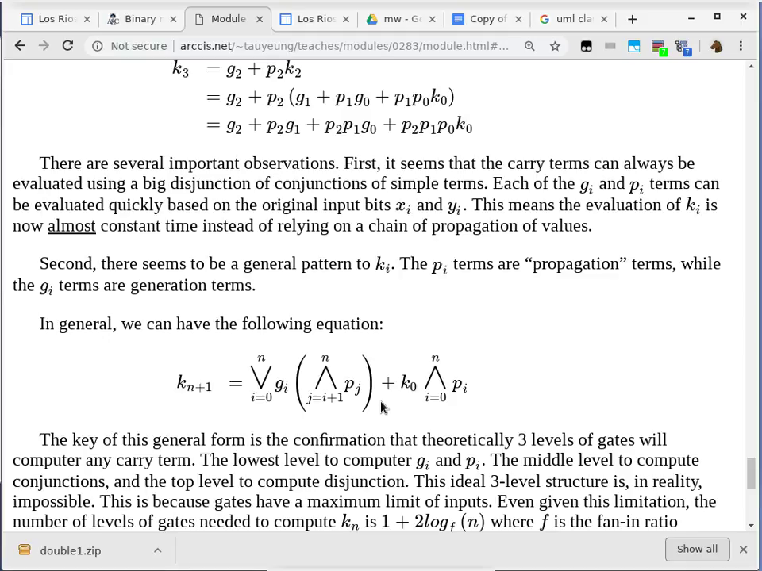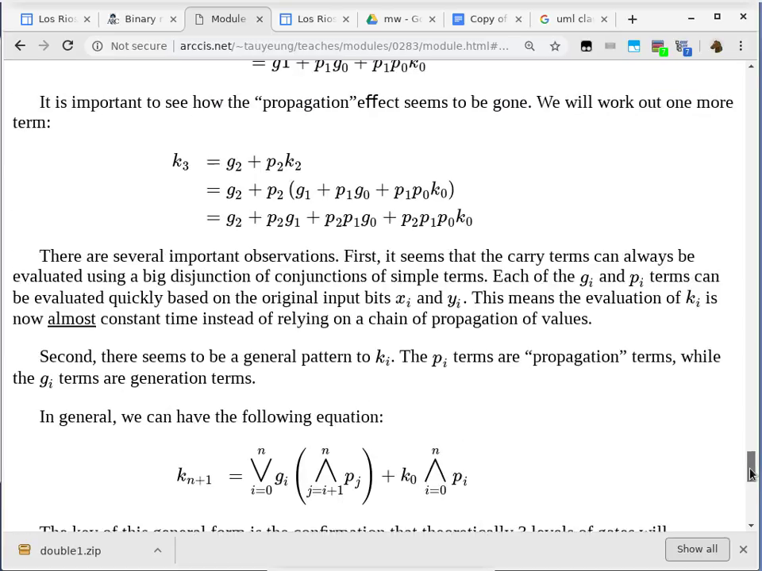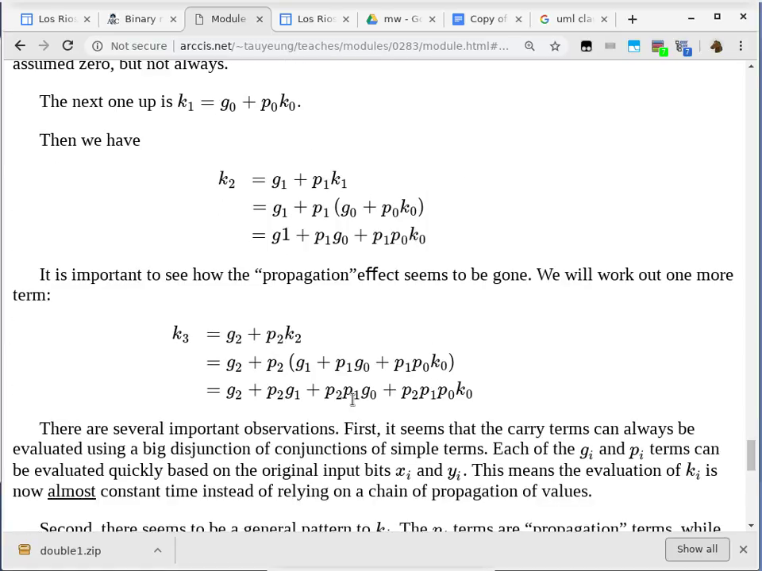Yes? Yep. What's the definition of the level of gates? Because I know as we move up in the amount of bits, right, we're adding more AND gates on a single level. Okay, so you can compare just between K3 and K2. Okay, so let's go back and look at K3 and K2.